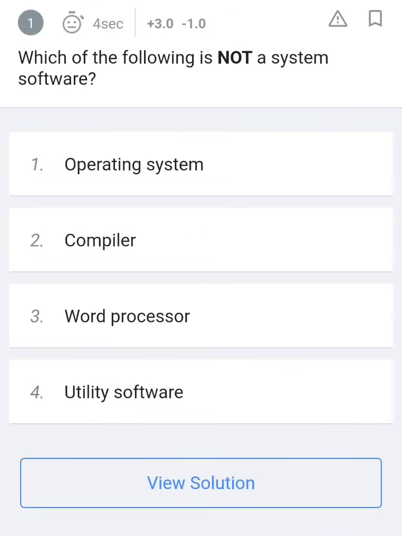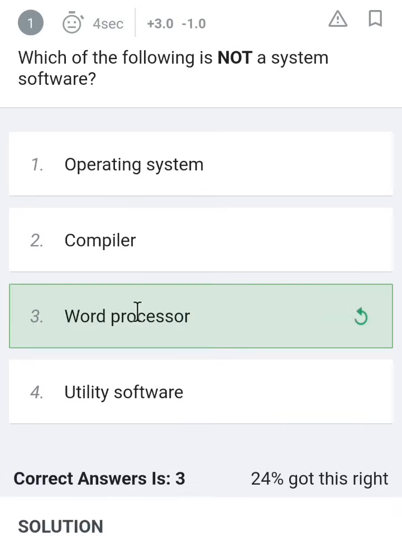So next question. Which of the following is not a system software? System software includes the operating system, compiler, and utility software. But word processor is not a system software, it is an application software. For example MS Word and Notepad are word processors, so the answer is word processor.